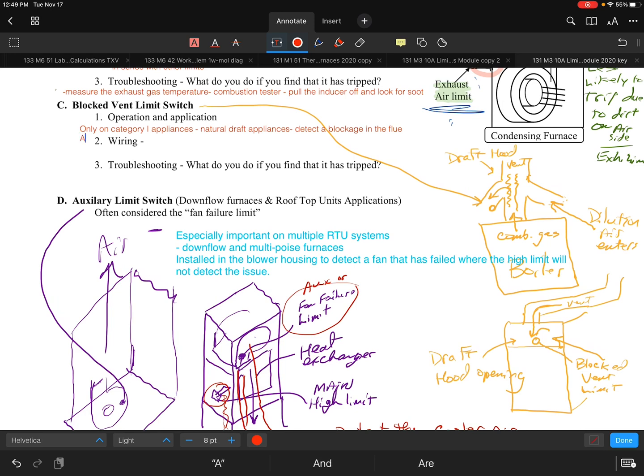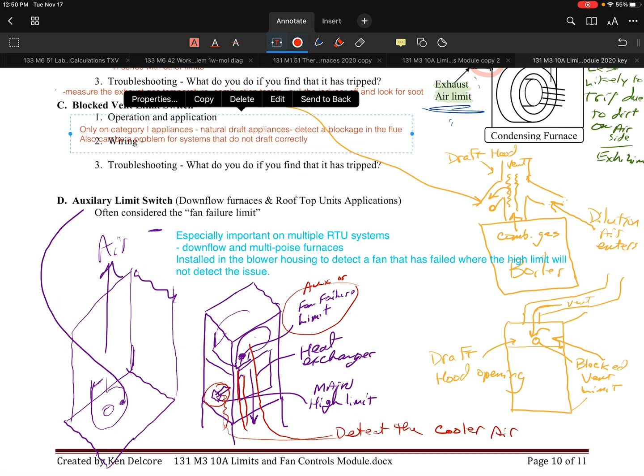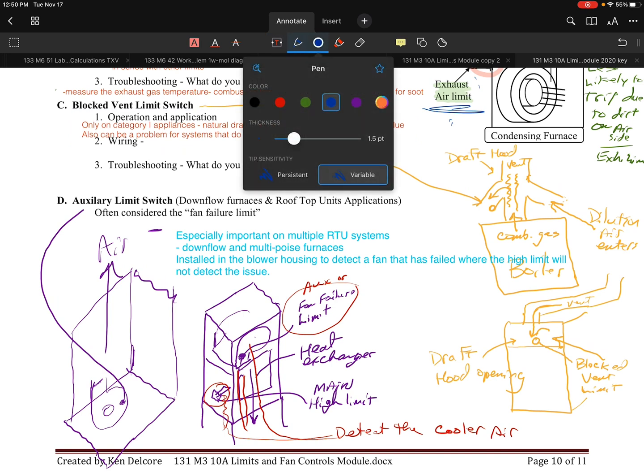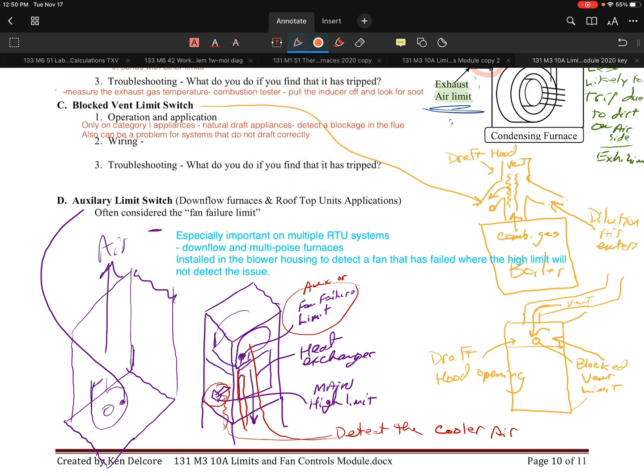The one thing that I would tell you is that this is one of these where, yep, I'm expecting a blockage in the flue, but I would also say it's a problem for systems that don't want to draft. Not an easy fix for those systems, and it can be an issue. So if you can't get a system to draft correctly, it may show up and it may look like it's spilling.